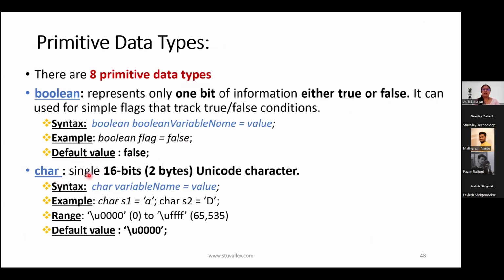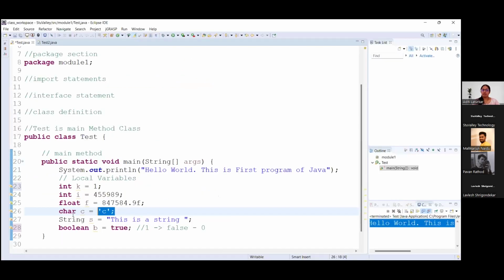Second is char. Char always stores 16 bits, that is 2 bytes of data. 8 bits means 1 byte. Okay. 16 bits is nothing but the memory required to store the data. Whenever you are creating any char data type, it requires 16 bits or 2 bytes of memory to store it. And Boolean के लिए लगता है only 1 bit of memory. One bit of memory. Okay. So 2 bytes of memory we require to store any char data.